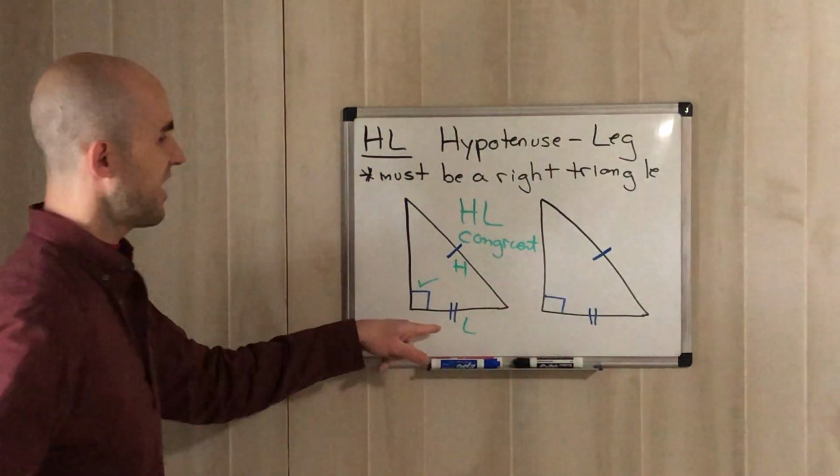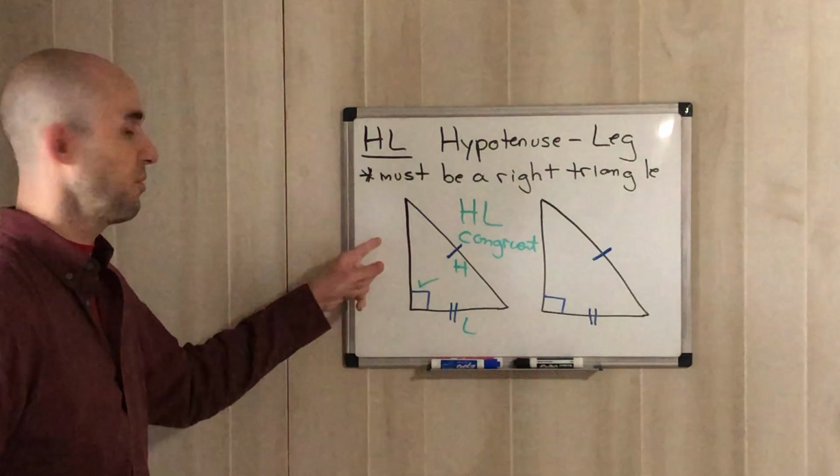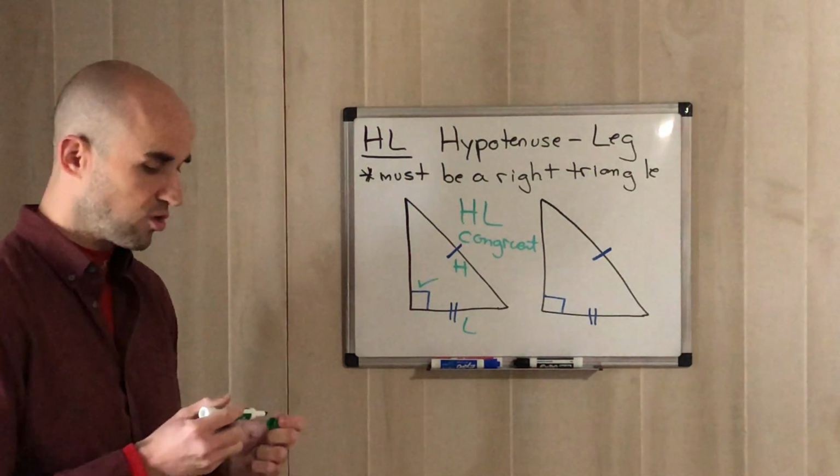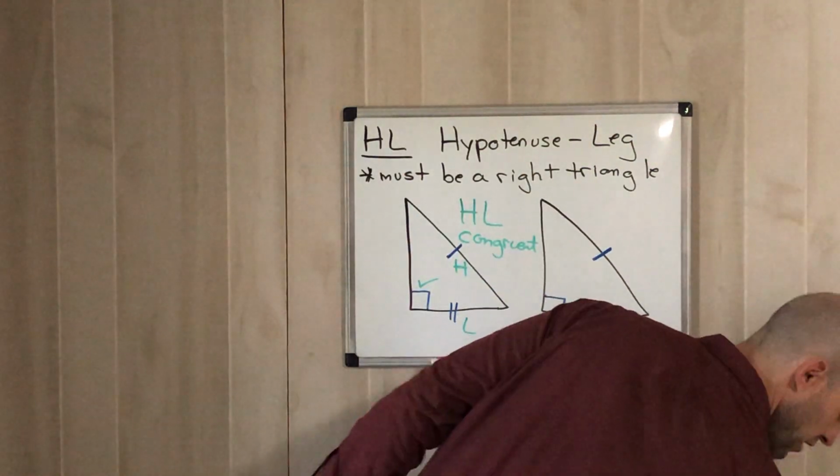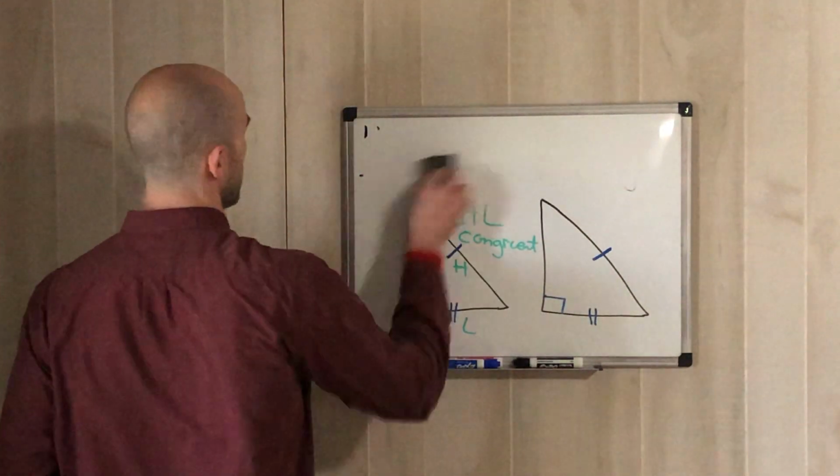Just don't ever think that it always has to be the one at the bottom. It could be the one at the side, it doesn't matter, as long as we have any other side. So these are the 5 that we have, right? There are 5 ways to tell that triangles are congruent.